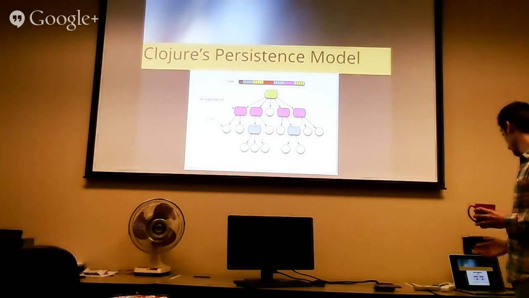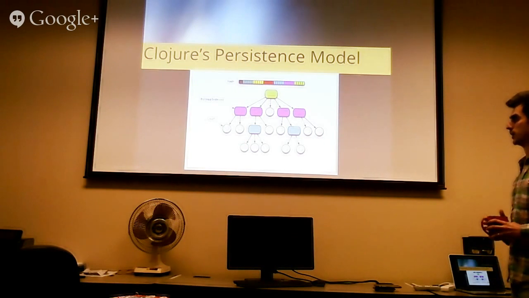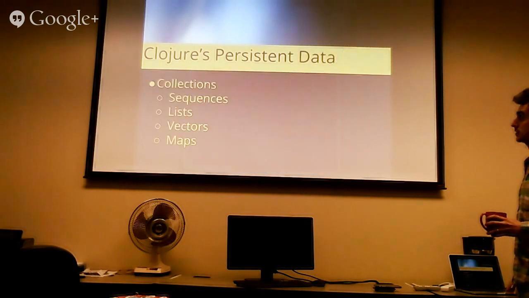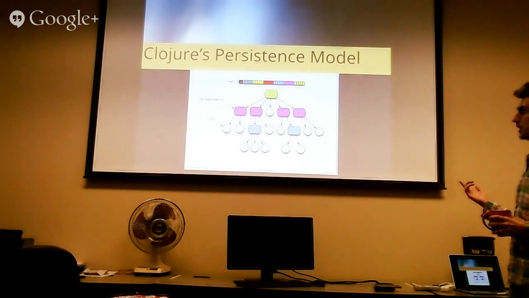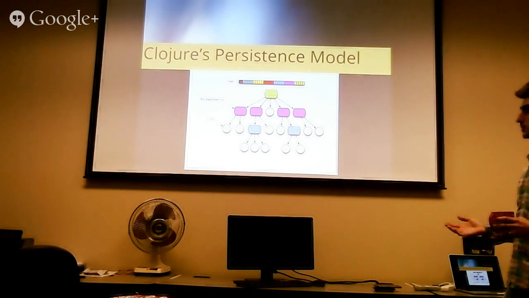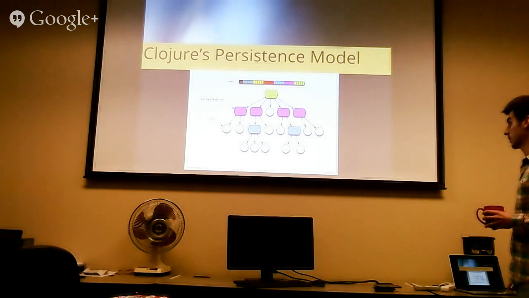It's a little bit faster. They're called hash array maps. And so it's just a little bit faster than the naive approach of tries. And this is actually not Rich's idea or Clojure's idea. This is something that he took from a paper from, I think, 2001.